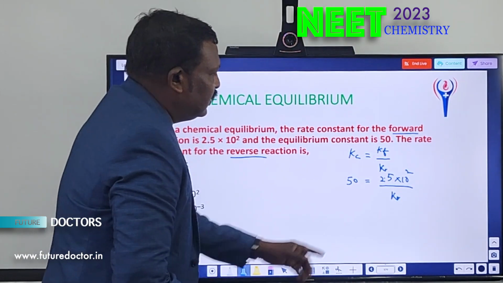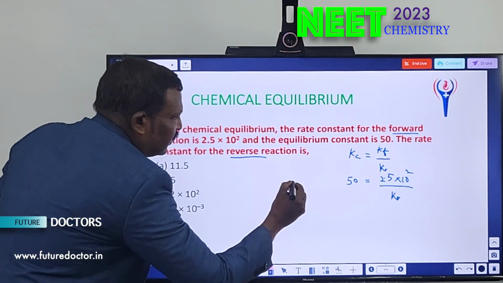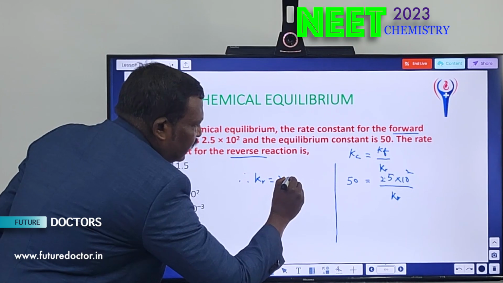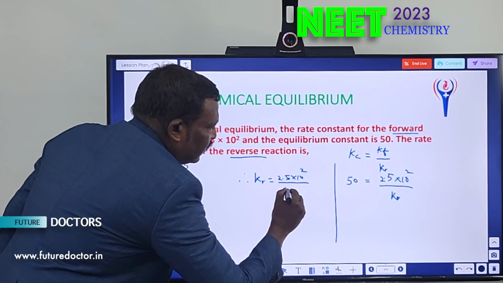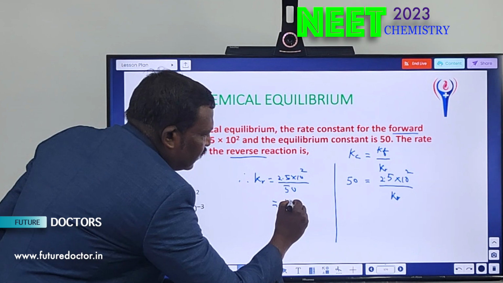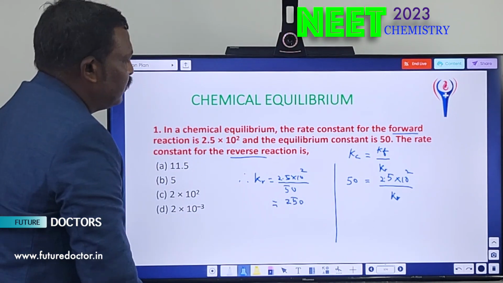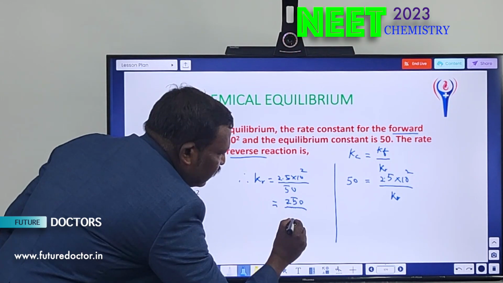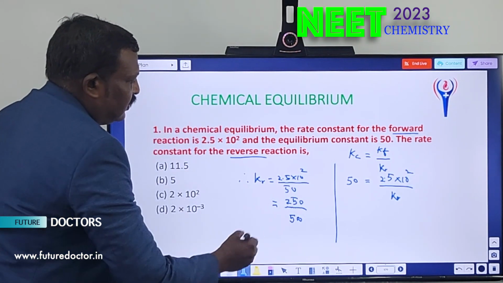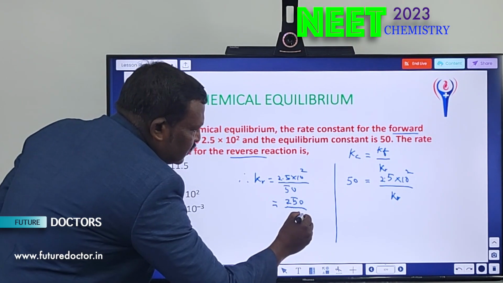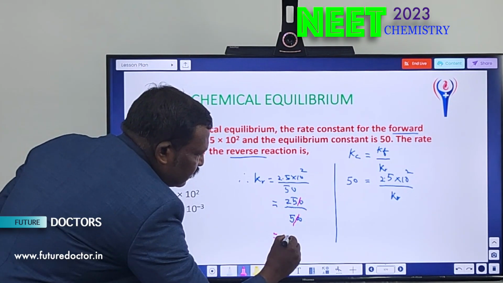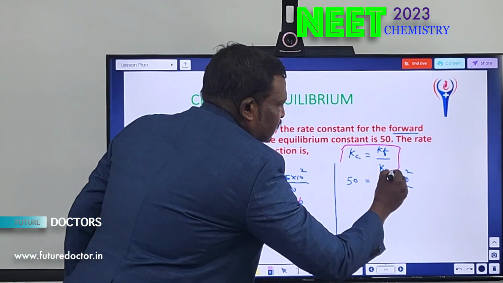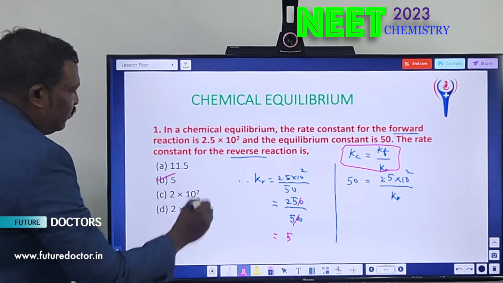Simple. Now if you rearrange, therefore Kr is equal to 2.5 × 10^2 by 50. When you multiply, we get 250 by 50. Now you can cancel the zeros, so the answer is 5. Simple one. If you know this formula, you can easily solve this kind of sum. Very simple sum. The answer will be 5.